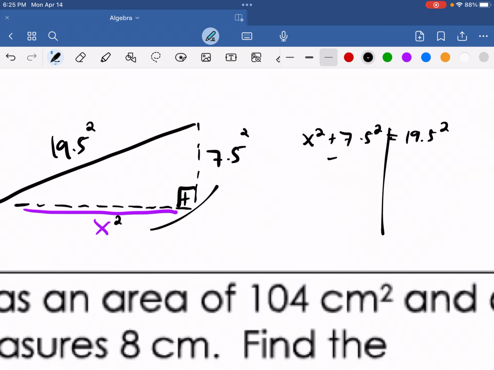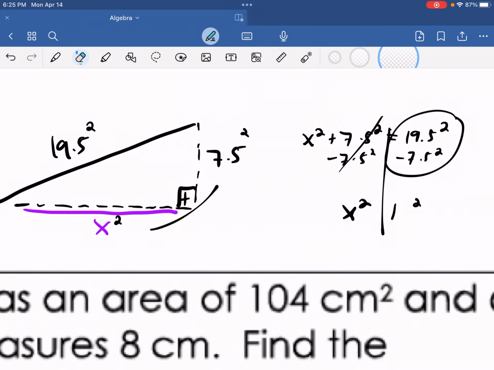Okay, do your math. I'm going to subtract 7.5 squared. Okay, do not subtract just the numbers. Like, it is not 12 squared. That's not true. You actually need to subtract in the calculator. Like, type the whole thing in. 19.5 squared minus 7.5 squared. And we get 324. And then last step, square root. And we get 18. X equals 18.